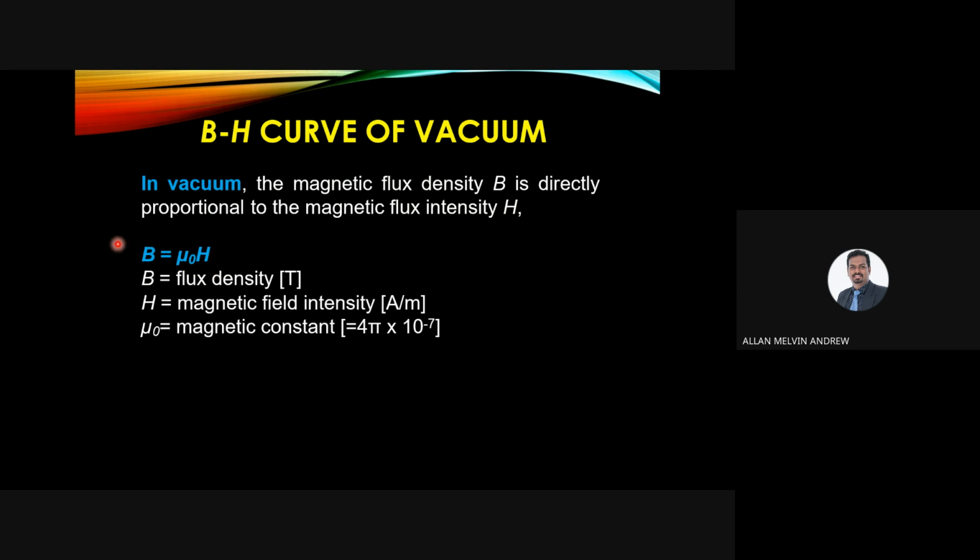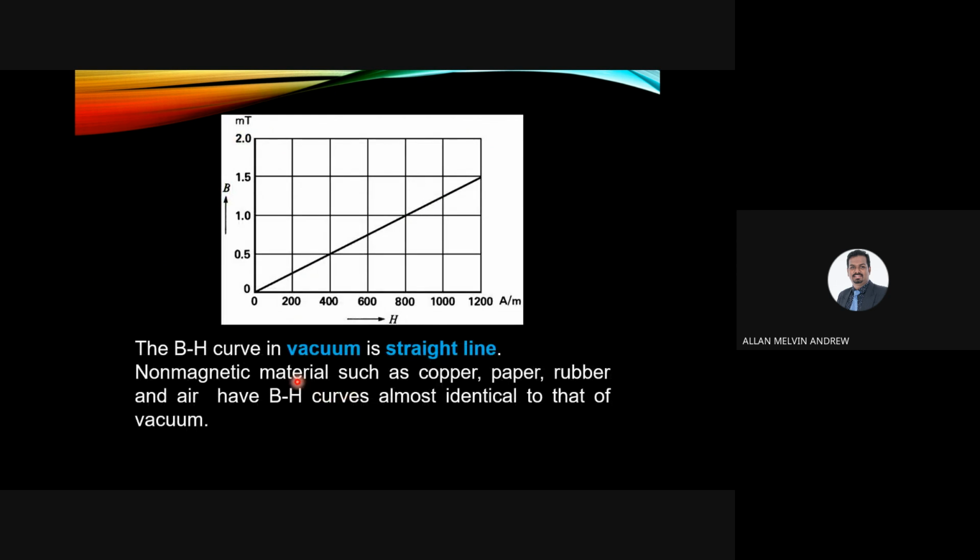So we straight away use this formula, B equals mu naught H. Mu naught is the magnetic constant. We can see it behind the calculator. The constant value is 4 pi times 10 to the power of minus 7. So we can use this formula. Here we can see the BH curve in vacuum is a straight line. We start from zero, so it is a very steady state.